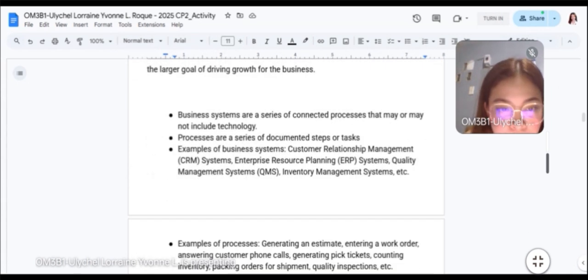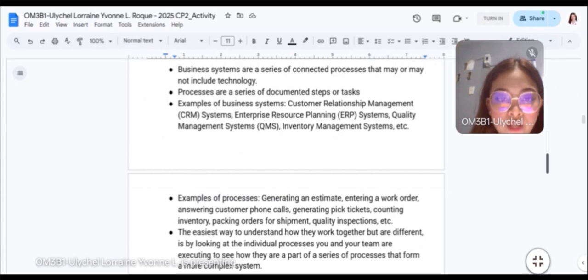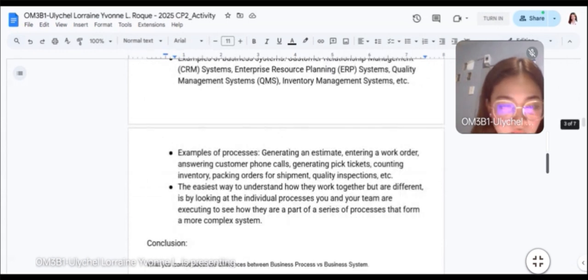To recap, business systems are a series of connected processes that may or may not include technology. Processes are a series of documented steps or tasks. Examples of business systems are customer relationship management systems, enterprise resource planning systems, quality management systems, inventory management systems, and etc. Examples of processes: generating an estimate, entering a work order, answering customer phone calls, generating pick tickets, counting inventory, packing orders for shipment, quality inspections, and etc.